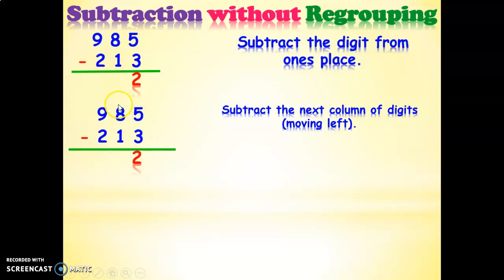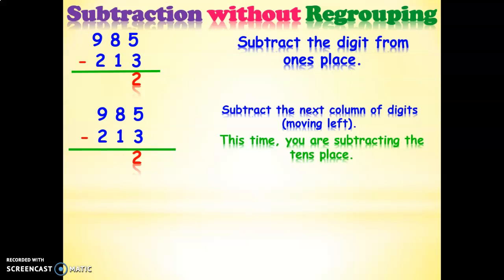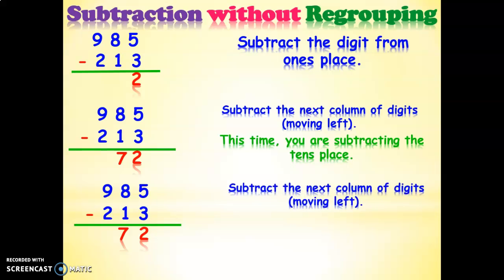You now move to tens place. You have 8 minus 1. This time you are subtracting the tens place. So again, 8 minus 1 equals 7. And for the last step, we have to subtract the next column of digits moving left.